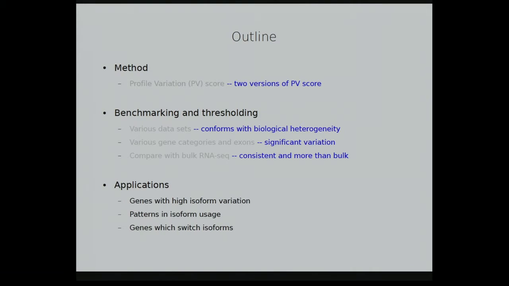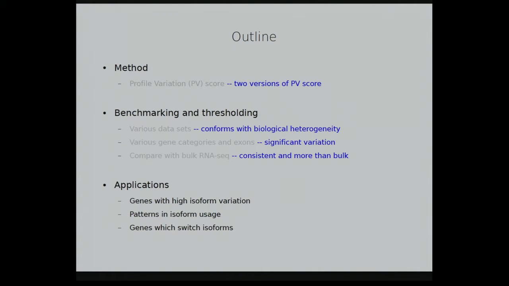So now I can say that when I compare different data sets, the PV score conforms with biological heterogeneity, and also if I use the PV scores of exons, I can find significantly variable genes in isoform usage. And also when I compare with bulk data, there is consistency, and we also see what the bulk experiments cannot detect. And then I move on to a few applications of this PV score.